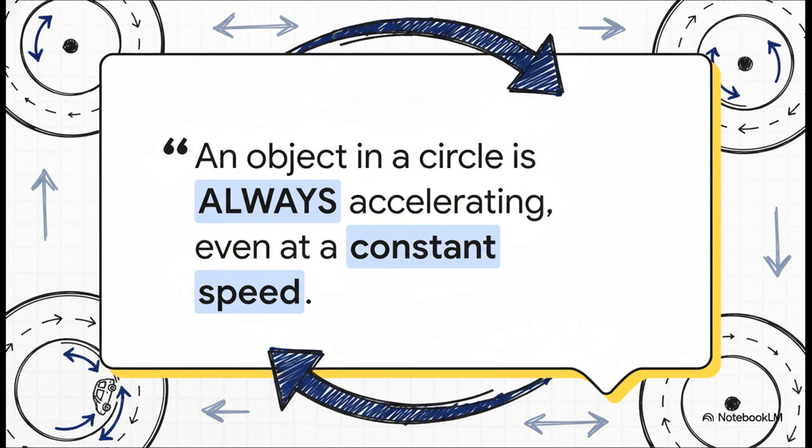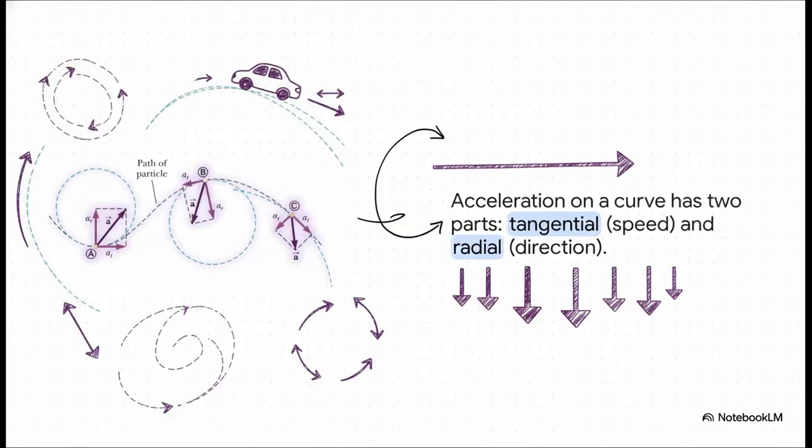Why? Come on, you know this. It's because its direction is always changing, which means its velocity vector is always changing. And our vector toolkit can handle this no problem. The total acceleration of anything moving on a curve can be broken down into two components. There's a tangential part, which takes care of any change in speed, and a radial part, which is what's responsible for the change in direction. That radial part is always pointing toward the center of the curve.